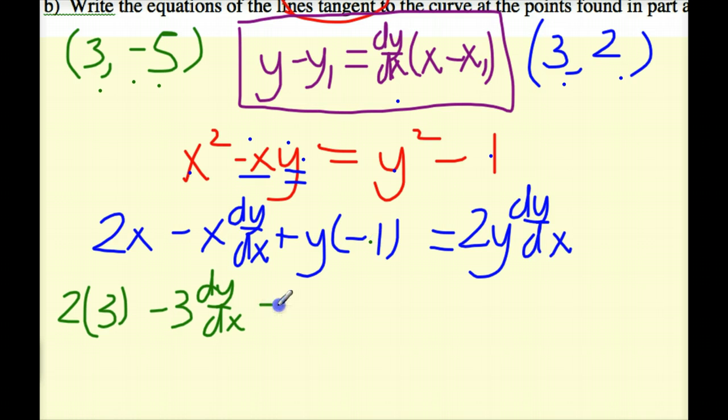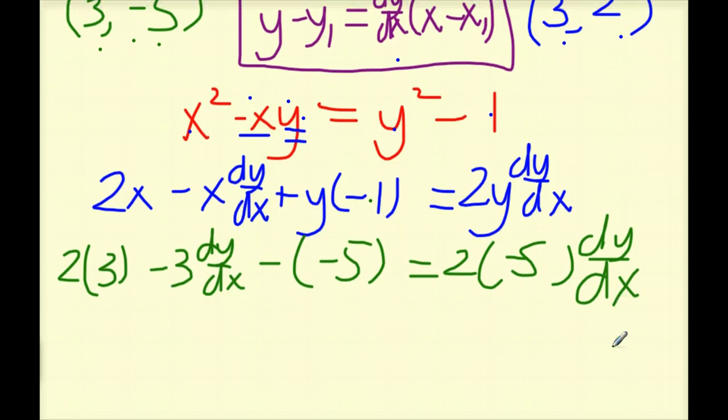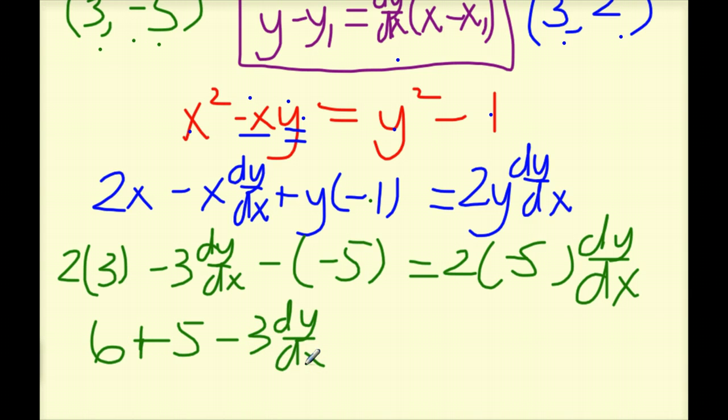And I'm going to move that minus sign here. y is negative 5 equals 2 times negative 5 dy/dx. Let's go ahead and solve these right here. If we solve this, I get 6, and I'm going to change that to a plus 5, minus 3 dy/dx is equal to negative 10 dy/dx.